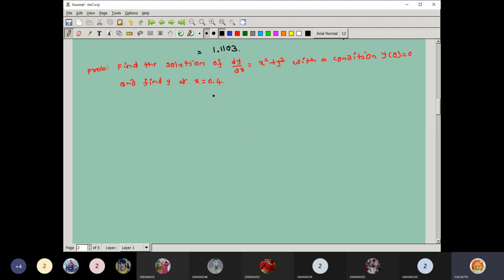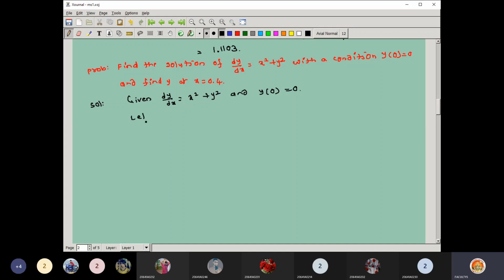If the method is not mentioned, it's your choice. You can use any of the methods. At present I am using Picard's method. So what they have given, you try to write down: dy by dx is equal to x square plus y square, and the condition is y of 0 is equal to 0.